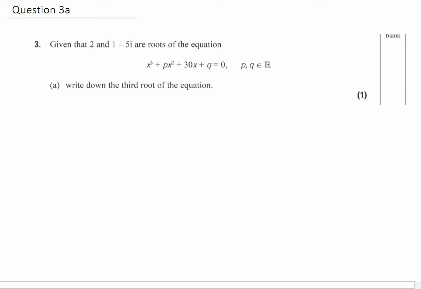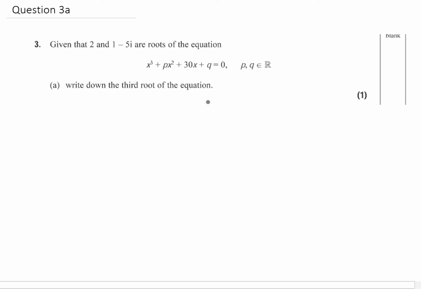Okay, this video is going to be looking at the Edexcel June 2014 FP1 paper, and it's going to be looking at question 3a. And the question says, given that 2 and 1 minus 5i are roots of the equation x cubed plus px squared plus 30x plus q equals 0, then write down the third root of the equation. Now, this is a nice easy 1 mark if you know what you're doing.